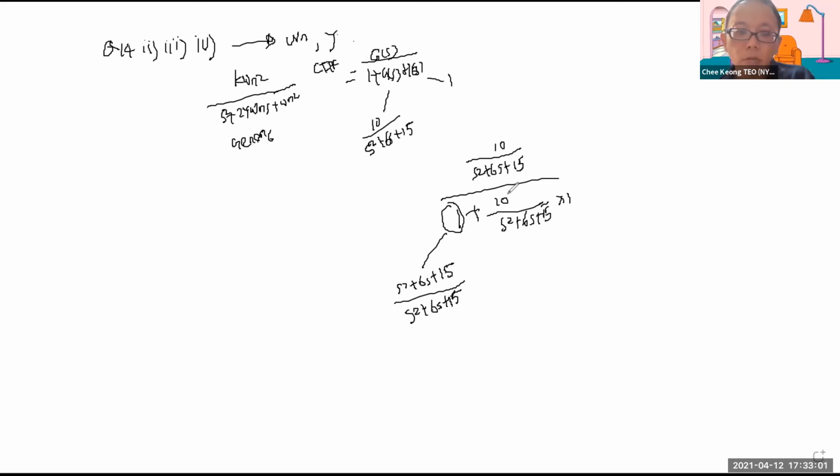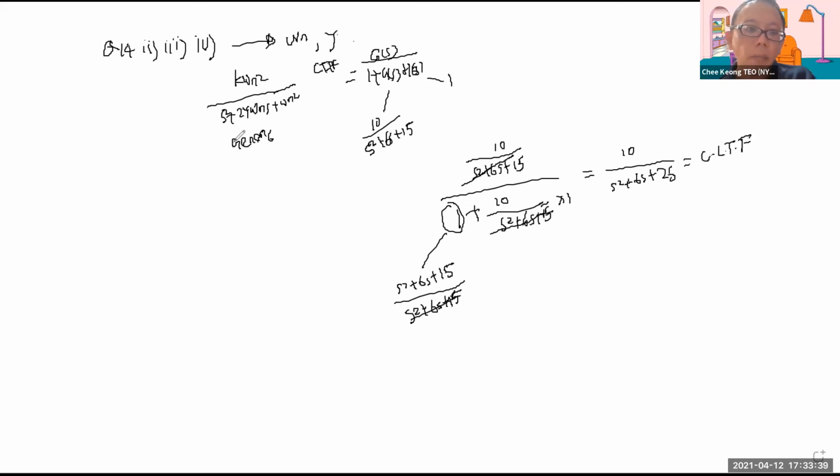So now what you have created is that the numerator and the denominator have the same function at the bottom, the denominator. So you can essentially cancel out all the denominator, and you write down all the numerator. So the top will be left with 10, and the bottom will be left with s squared plus 6s plus 15 plus 10, you get 25, right? So plus 25. So this is your closed loop transfer function.